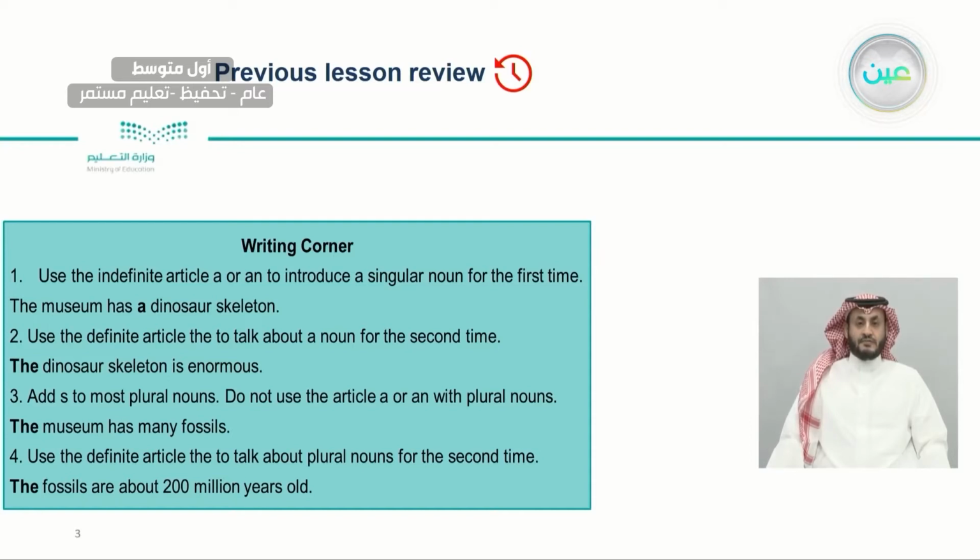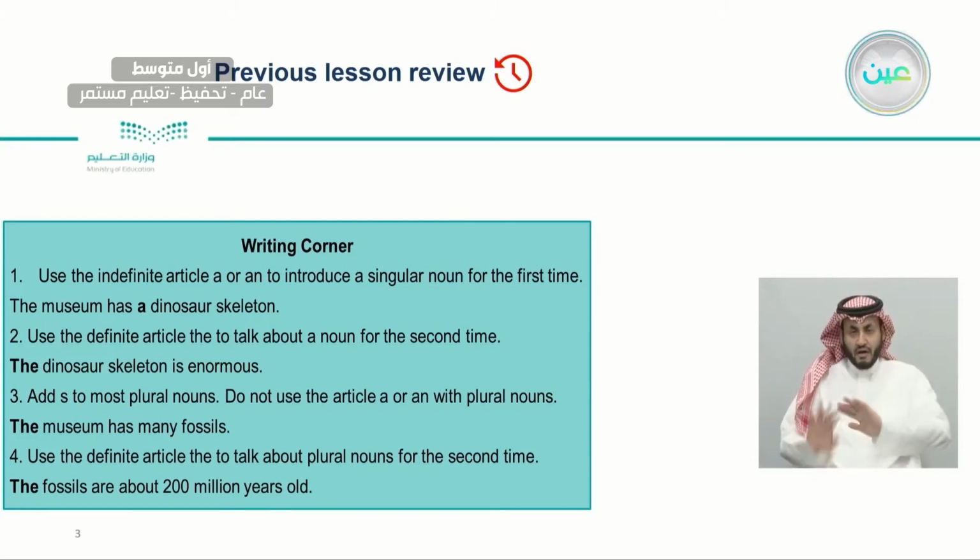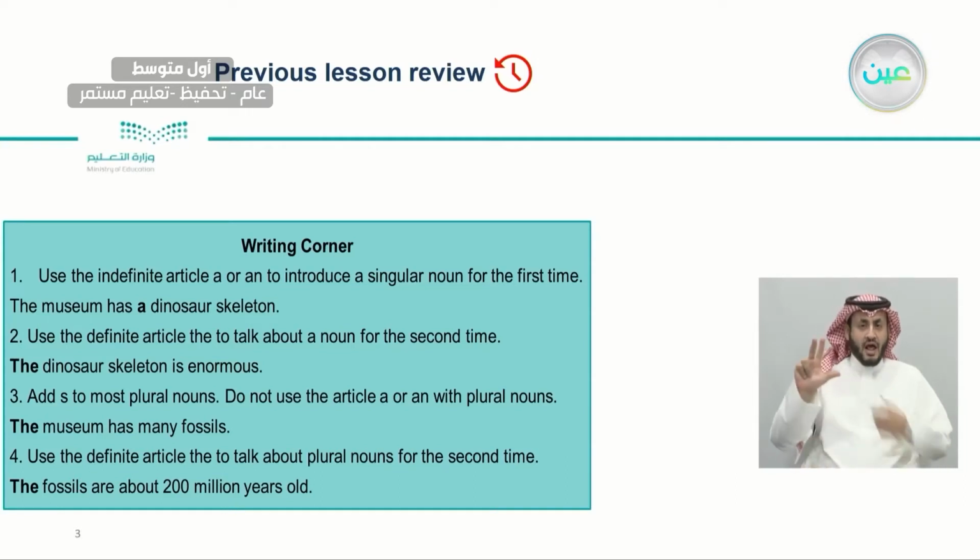Your readers have no idea what you are talking about. They need more information. When you mention that for the second time, you use the definite article the to talk about a noun for the second time, like this sentence, the dinosaur skeleton is enormous. What about it? It's enormous. Do you see the difference?